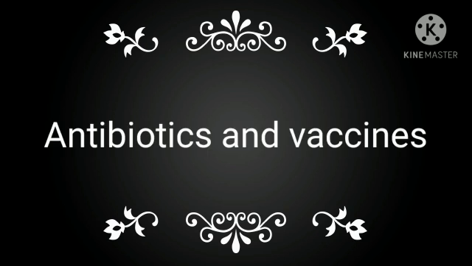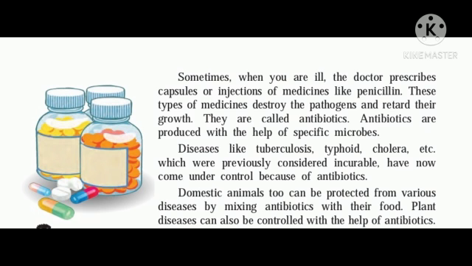Now next we will see antibiotics and vaccines. Antibiotics cure diseases like tuberculosis, typhoid, cholera, etc. Domestic animals are also given antibiotic treatment against various diseases. Plant diseases are controlled with the help of antibiotics. A vaccine that gives immunity against a particular disease is also produced with the help of microbes in a laboratory.